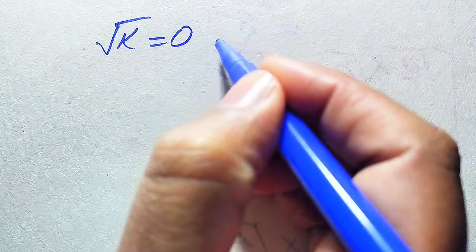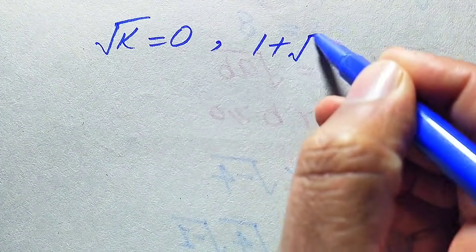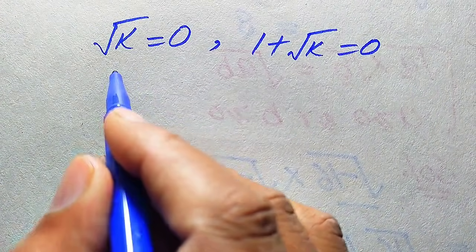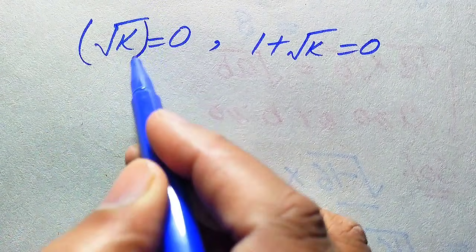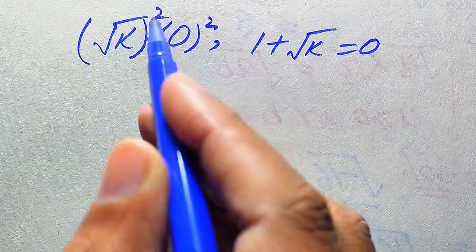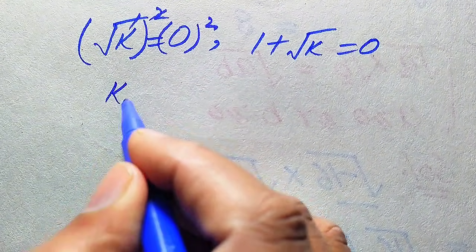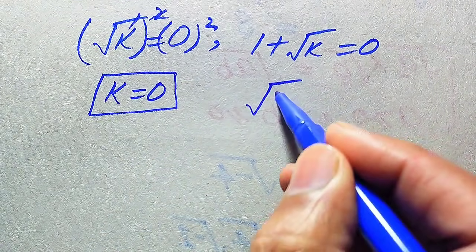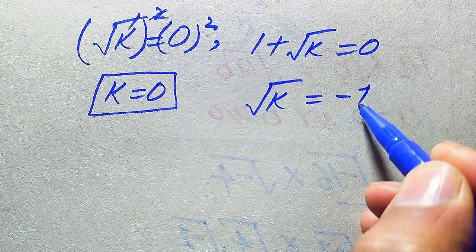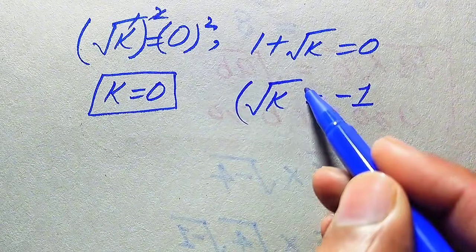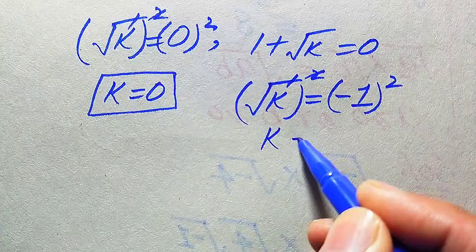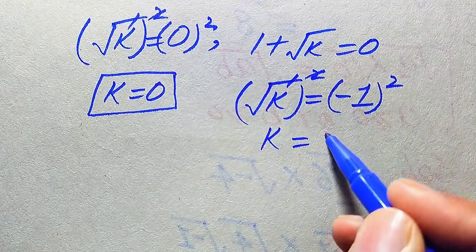First we copy down both of these terms here: square root of k equals 0, and 1 plus square root of k equals 0. For the values of k, we take squaring on both sides. When we apply squaring, the square and square root are gone, and we easily get k equals 0. From here we move plus 1 to the right hand side, and it becomes square root of k equals minus 1. Again we take squaring on both sides.